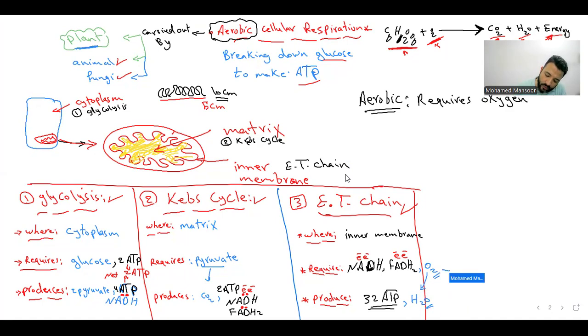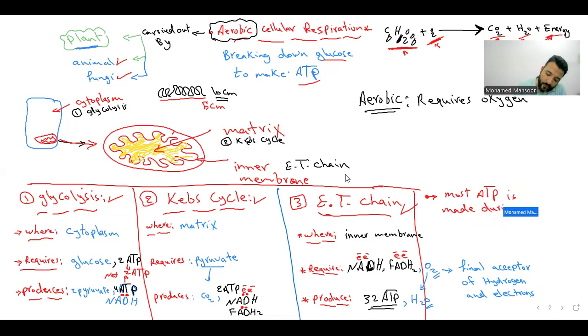Okay? So the oxygen here is the final acceptor of hydrogen and electrons, right? Final acceptors of hydrogen and electrons. Okay. Most ATP is made during which step of the 3 steps? Third, electron transport chain, right? Okay. We made 32 ATP.